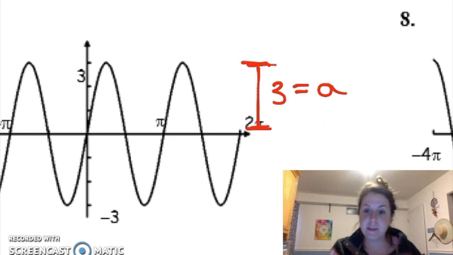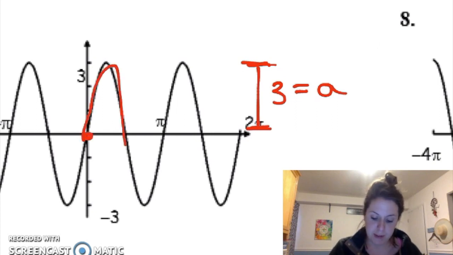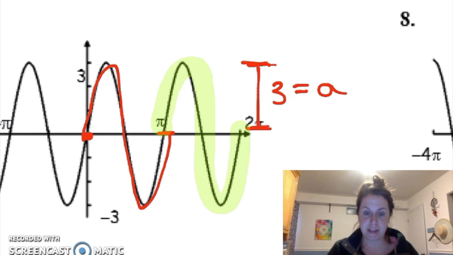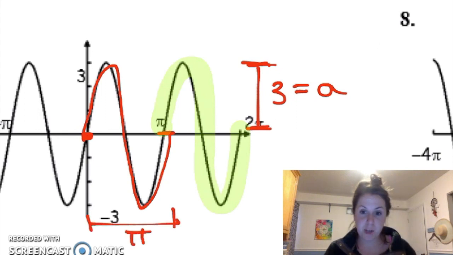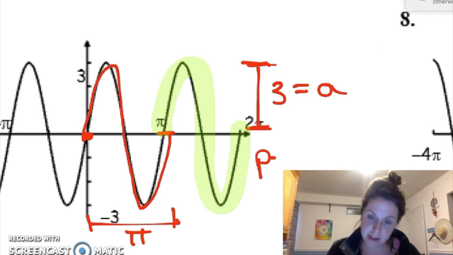Now the period, which is the length of one curve, this is a sine curve. It starts at its midline. It goes up, comes down, and goes back, and it would start repeating right there, right? If I drew another one, that would be an exact repeat. So the length of one of those curves is pi. So the period here is pi.